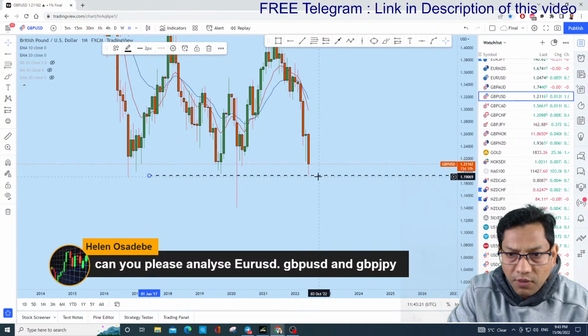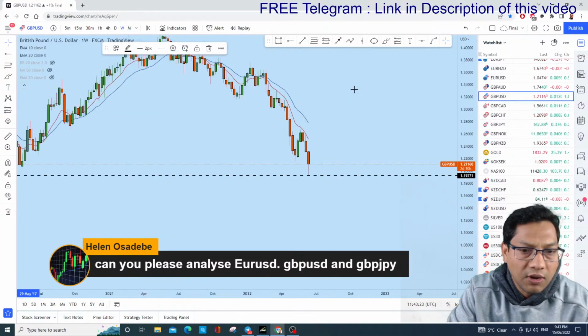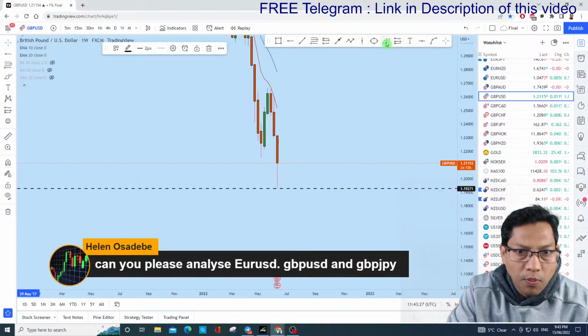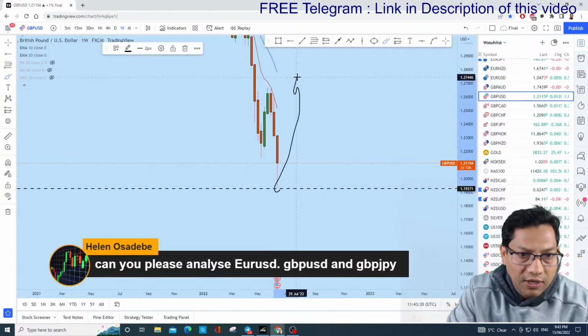Not impossible, everything happens in trading. Now let's say on the weekly, this is the weekly candle, and even you may not see directly going like that.